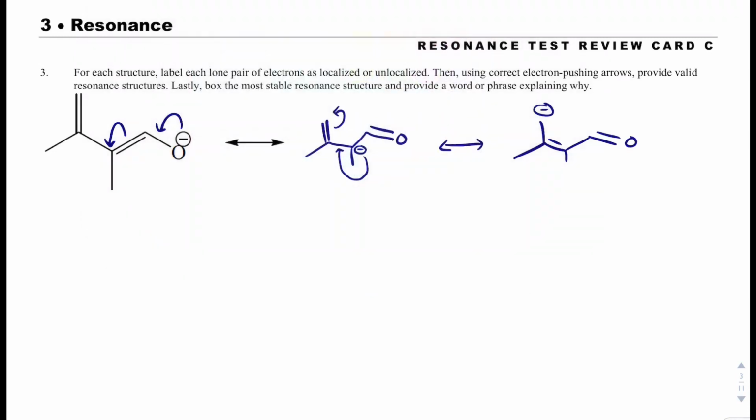Now, from the notes, there's a couple ways you could justify this. I think I'd rank these ones a couple ways. Negative charges go best on highly electronegative atoms. So there's good justification, and if you remember from Unit 1, oxygen's the second most electronegative atom. This is most stable.